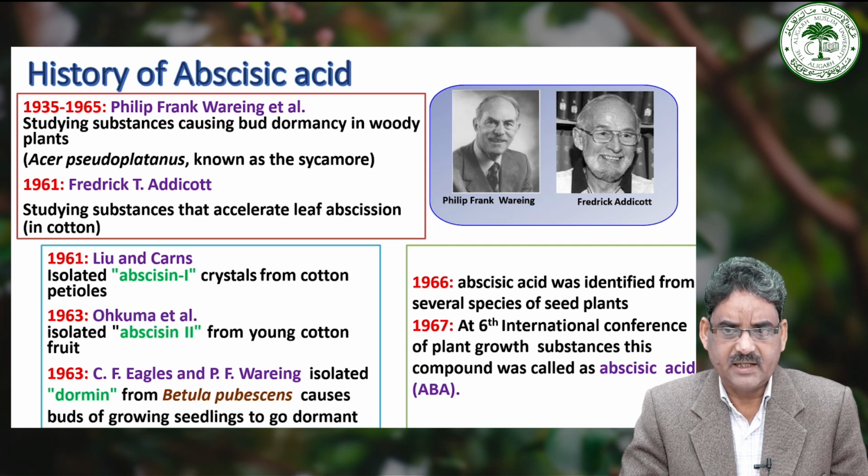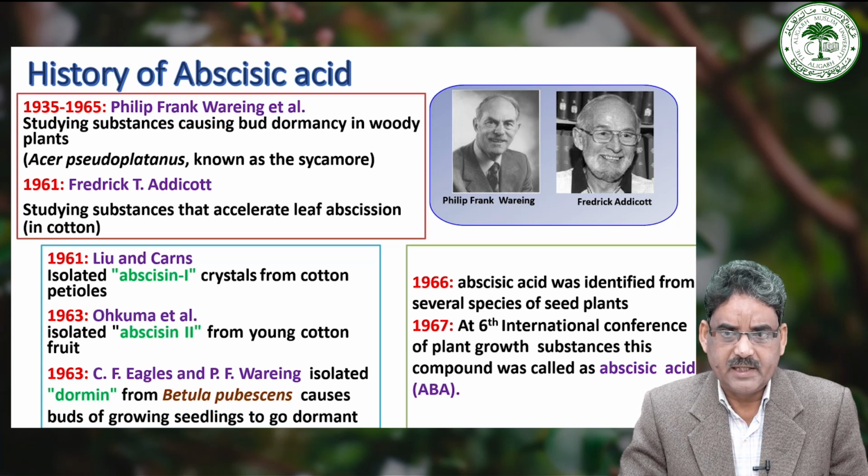Simultaneously, during the same year of 1963, Eagles and Wareing made a noteworthy contribution by identifying and isolating dormin from Betula pubescens. This substance, found in the buds of growing seedlings, was revealed to induce dormancy. These breakthroughs not only unveiled specific plant hormones but also laid the foundation for deeper exploration into the intricate world of plant physiology and the regulatory mechanisms governing growth and dormancy.